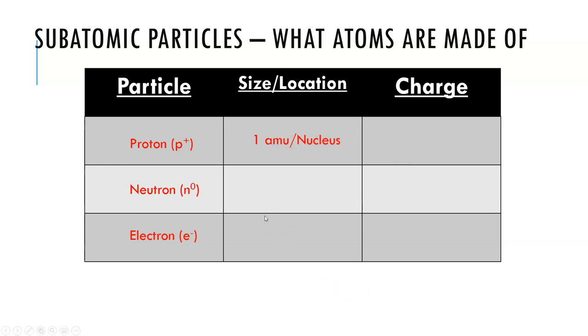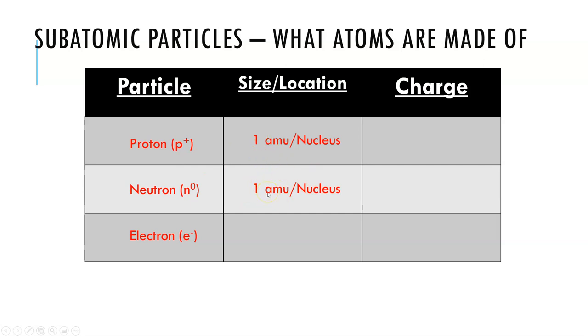So the proton has a mass, or size, if you will, of 1 atomic mass unit. Now, don't worry about AMU. It's just an acronym for atomic mass unit, and it's just a way to measure the mass of very, very small particles like protons. Now, protons live in the nucleus of the atom, like I mentioned before. Neutrons have a mass of about 1 atomic mass unit, and they exist in the nucleus of the atom as well. So we can see here that protons and neutrons have about the same size.